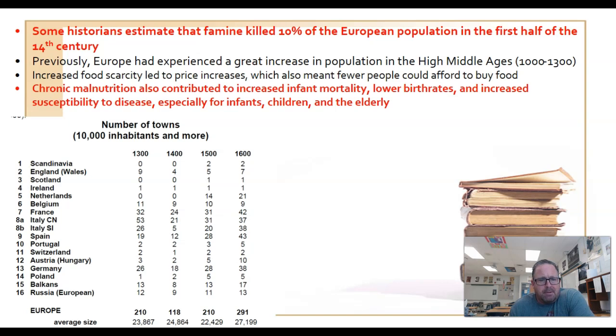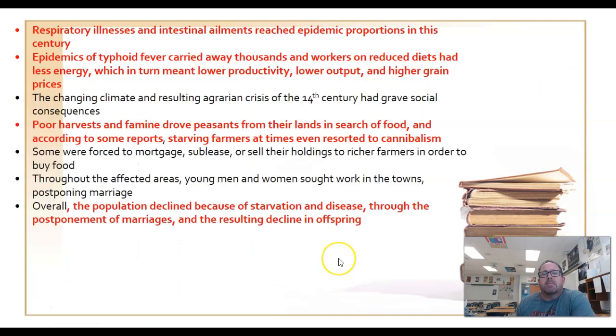graphic that shows a chart of the different countries throughout Europe, and the number of towns that exceeded 10,000 dropped significantly. Okay, and that's due to the famine. All right, so one of the things I want to talk about too is the population decline. The groups that got hit the hardest were the old people and then the babies.